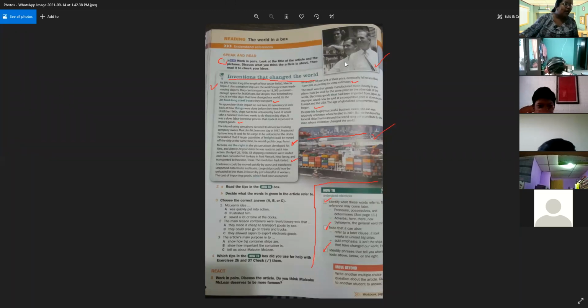Okay, now we're going to complete the part number 3. Choose the correct answer A, B, or C. Tenemos 3 frases que debemos completar con las letras A, B o C.